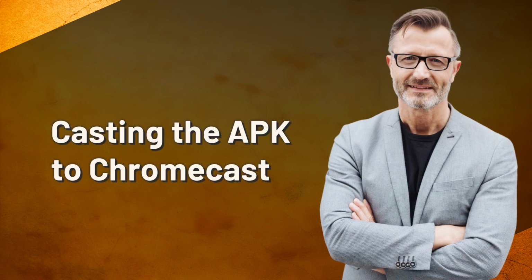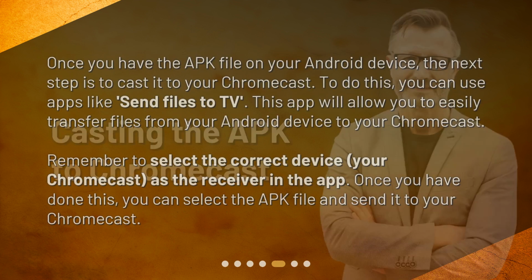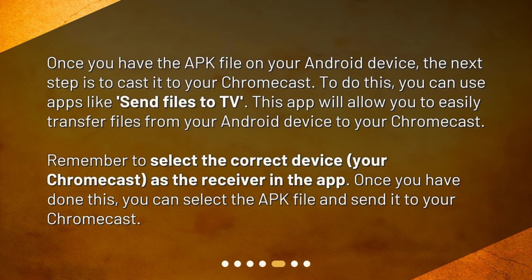Casting the APK to Chromecast. Once you have the APK file on your Android device, the next step is to cast it to your Chromecast. To do this, you can use apps like Send Files to TV. This app will allow you to easily transfer files from your Android device to your Chromecast. Remember to select the correct device, your Chromecast, as the receiver in the app. Once you have done this, you can select the APK file and send it to your Chromecast.